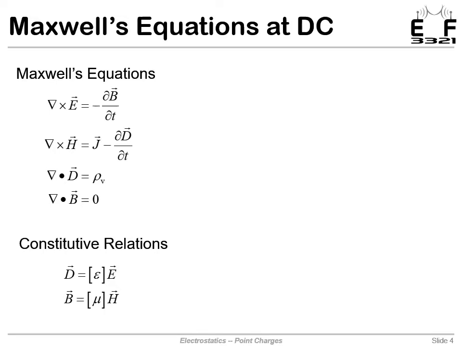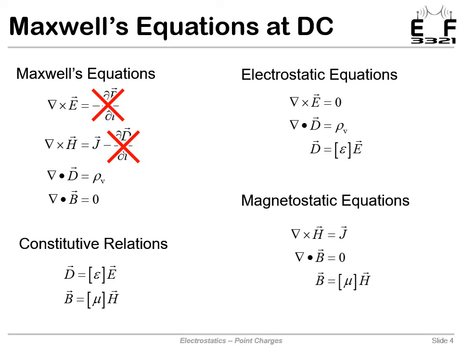So we start with Maxwell's equations, and from our discussion in a previous lecture, for statics, nothing changes with time. So the time derivatives vanish and go to zero. And we saw when we did this that Maxwell's equations split into two sets of equations. One set will describe electrostatics, and the other set will describe magnetostatics. So we will proceed with this first set of equations describing electrostatics.